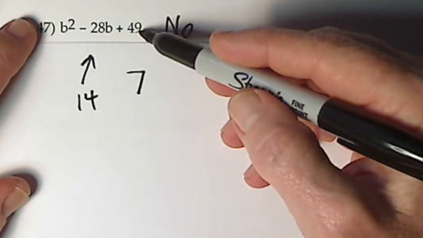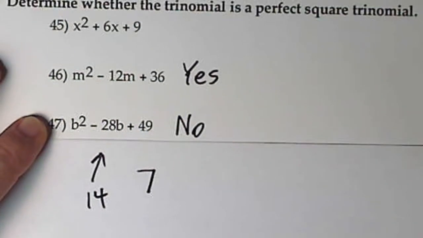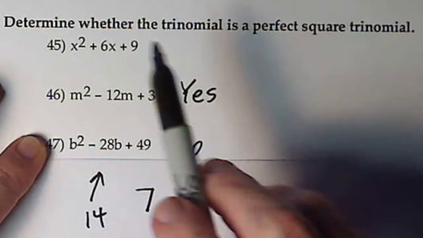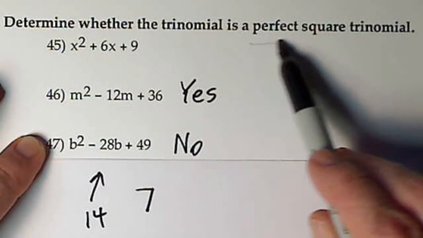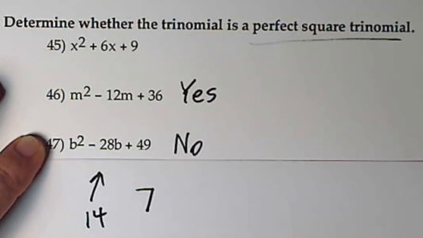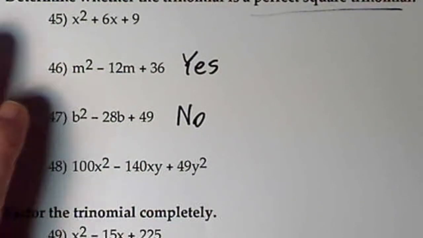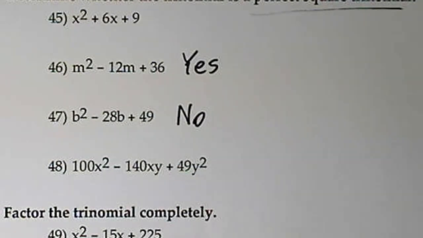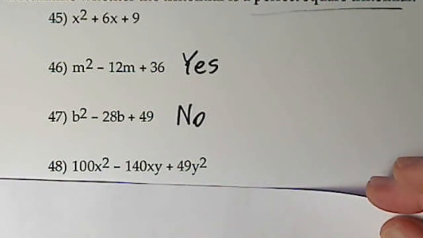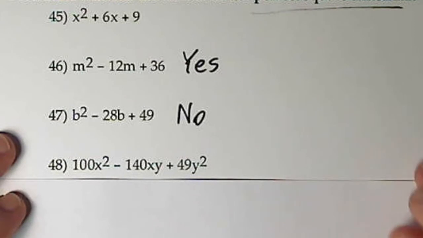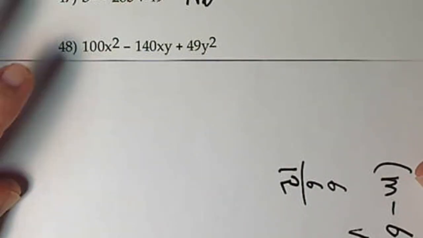And I don't know whether or not it can be factored. I don't really care, because all they want to know is if it's a perfect square trinomial. Okay? This is just a yes-no question. Then we'll take a look at number 48. This one's a little more involved, but along the same lines, and it might help you see why this is kind of handy to know.